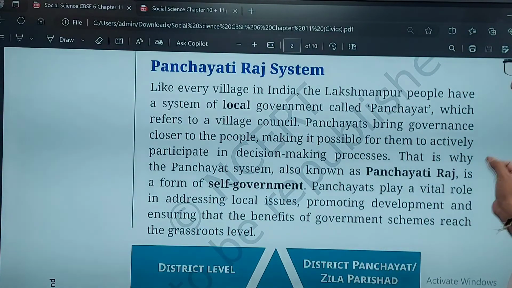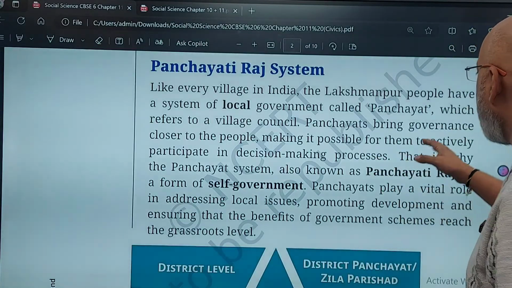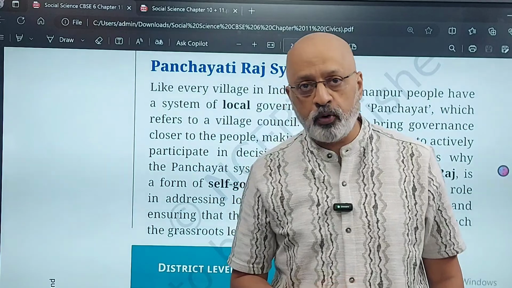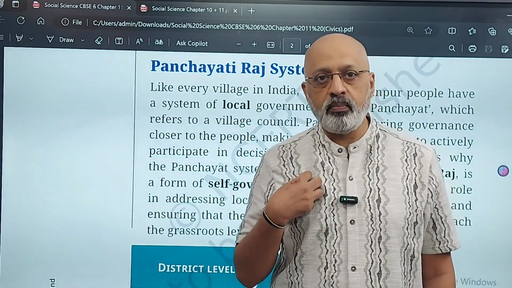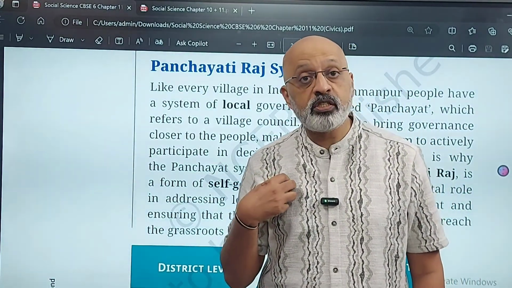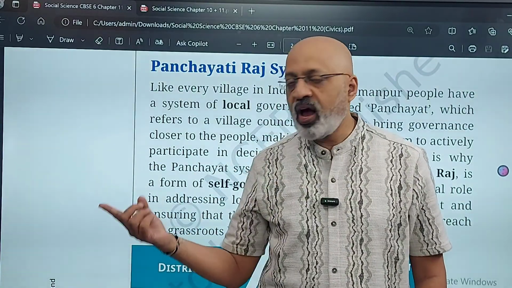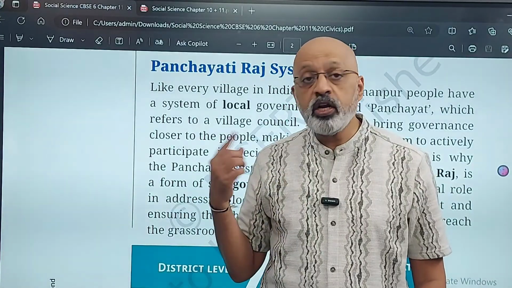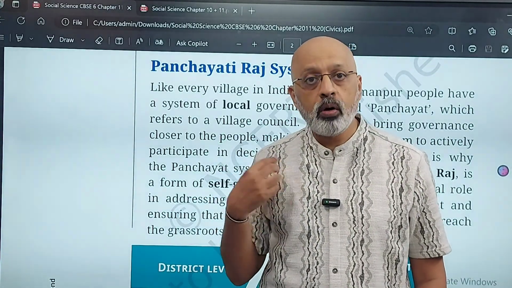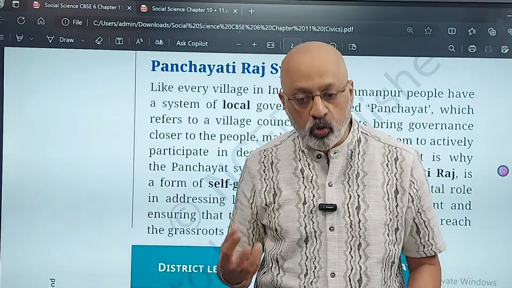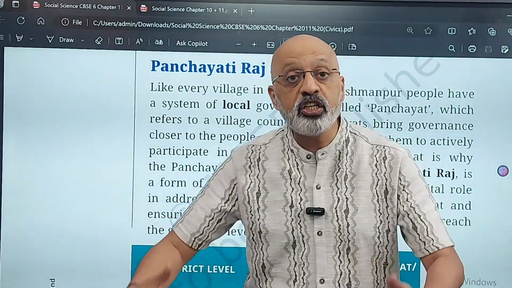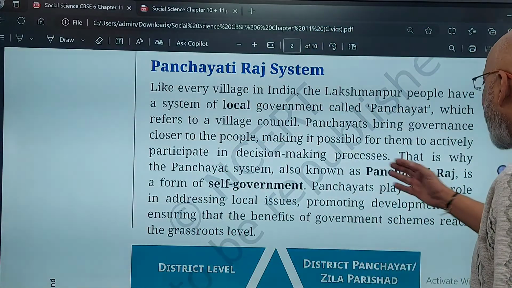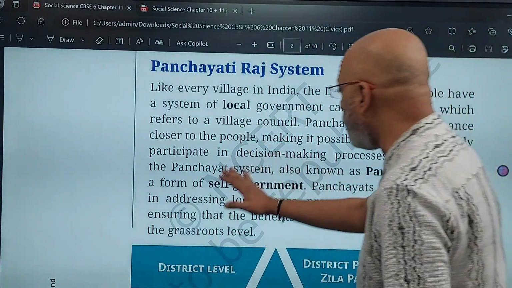Now that is why the panchayat, it becomes possible for the villages also to take part in the decision making process. कि हमारे गांव की दिक्कत है, it is a problem which our village is facing, that we have a problem where the road is not in good condition, so we need to get the road repaired. So let's all go and ensure that this problem is solved. So you take part in the decision making process of the village in general. So that is called Panchayati Raj, which is a form of self-government.